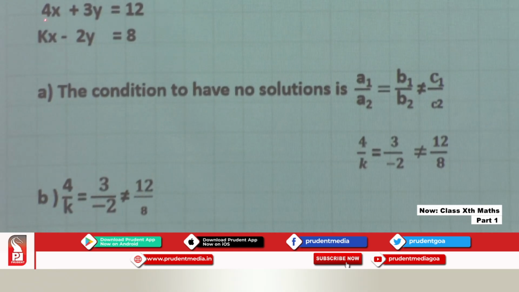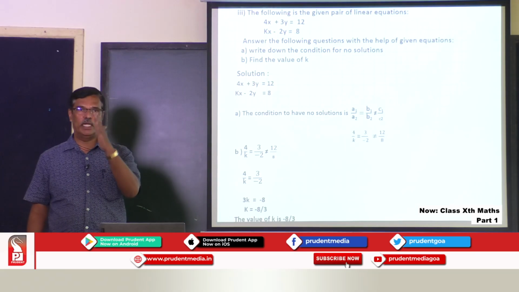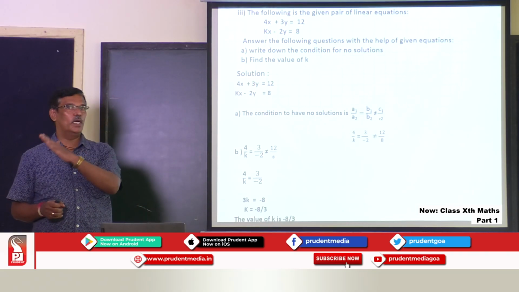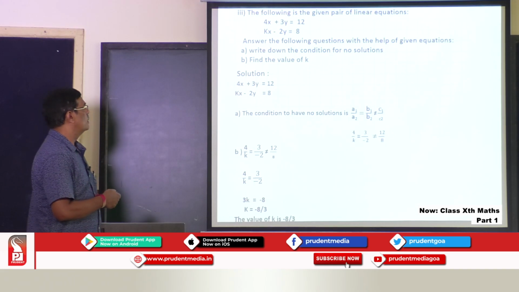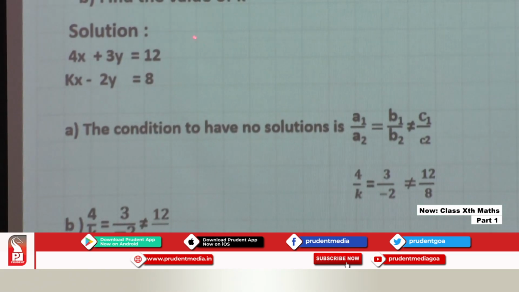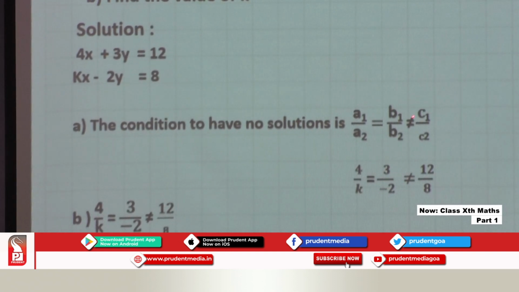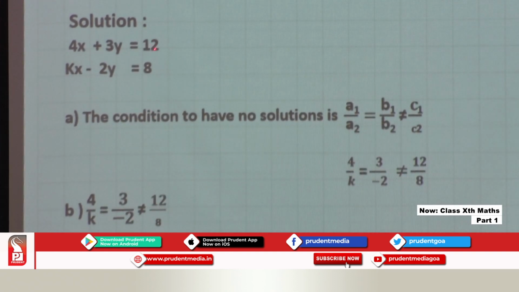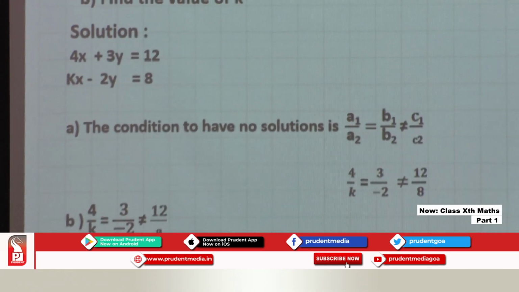What is a1 upon a2? It is 4 upon k. Remember student, when you are substituting the values, the variable should not come into picture. We are not taking x and y anywhere here. Those are the coefficients of x and y and the constant term. So here the coefficient of x is 4 and k, so it is 4 upon k is equal to the coefficients of y, 3 and minus 2, so it is 3 upon minus 2, not equal to c1 upon c2. c1 is 12, c2 is 8, so it is 12 upon 8.